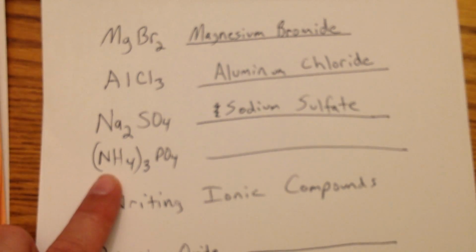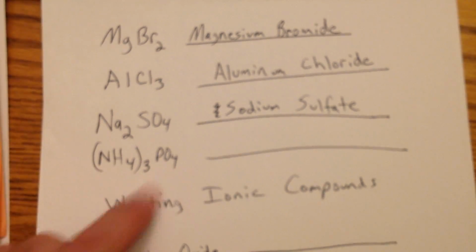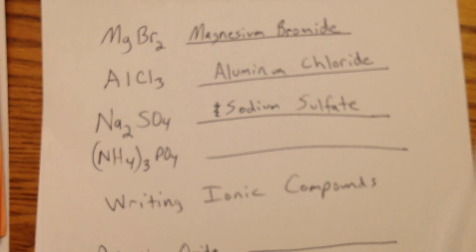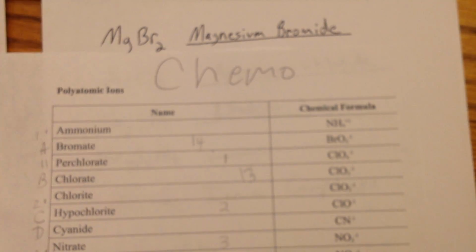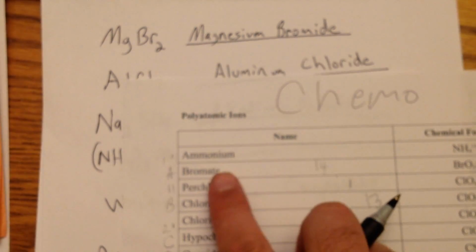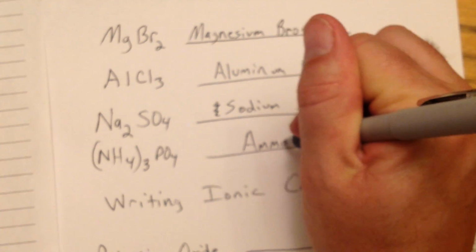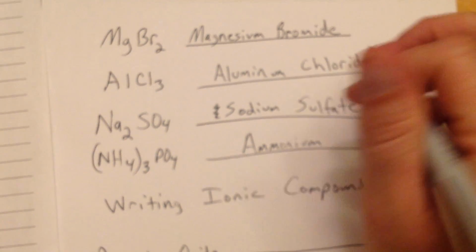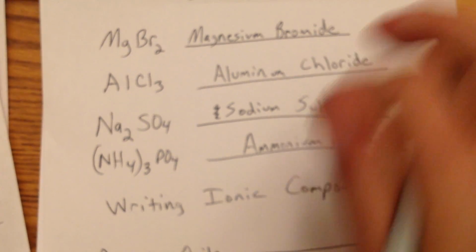So next one, NH4 with a 3 at the bottom, and PO4. Wow, we got 4 capitals here. So it may be more than just one polyatomic, we may have 2. But notice it acts like an ionic compound here. So NH4 is nothing more than ammonium. Put my finger on them. Ammonium. And PO4, once again, there it is, phosphate. So ammonium phosphate.